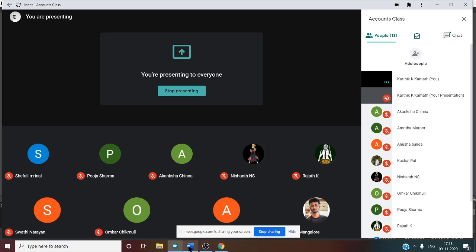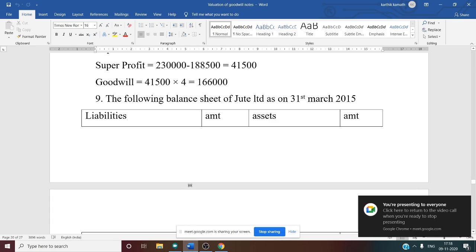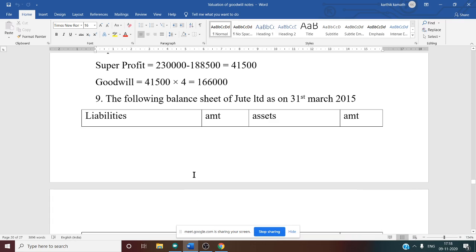Yes. So till now we have discussed 8 problems on valuation of goodwill. Now let us see the ninth one. I hope you all remember the formulas regarding the valuation of goodwill.